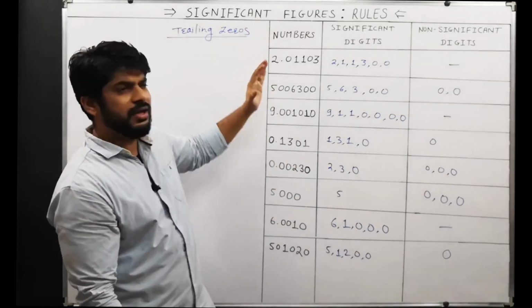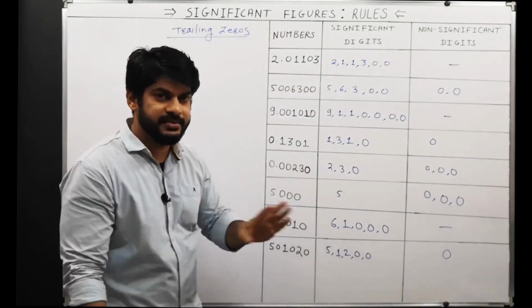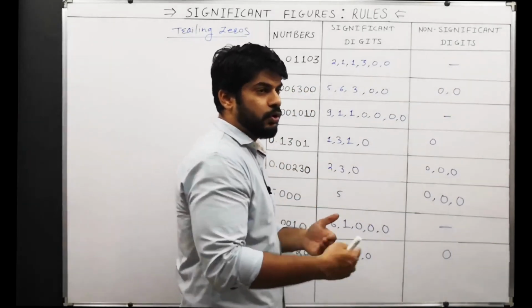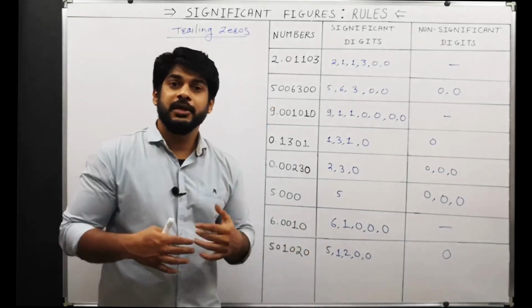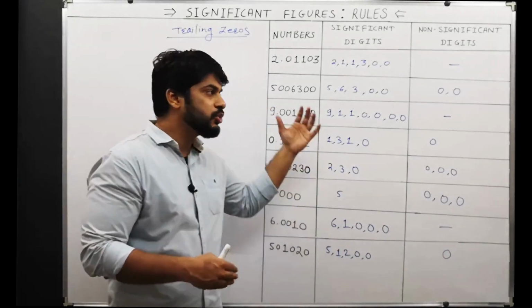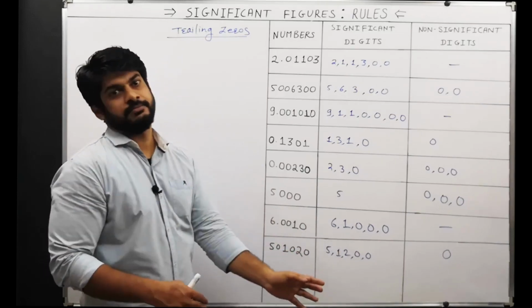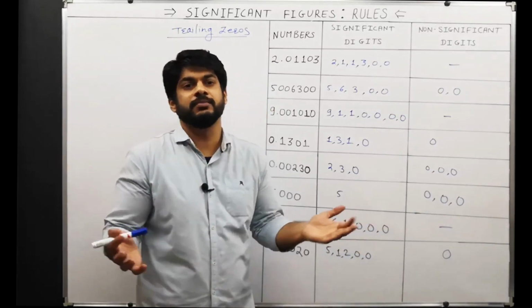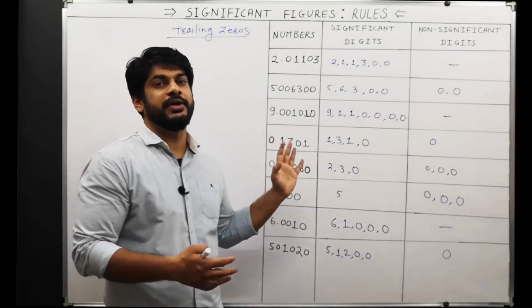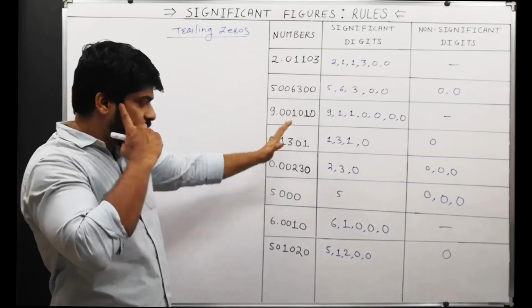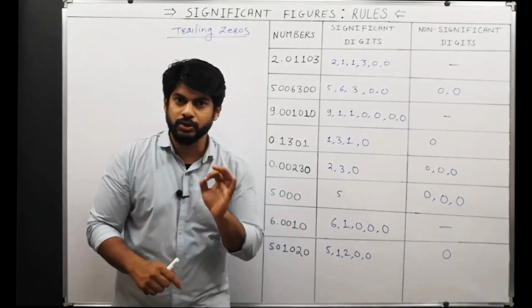These are just random numbers I have taken as an example. In your book also you will find lots of these, and in your questions also you will find them. But you just have to apply these rules over here, and that's very simple. You can easily find this out. So these are the rules. Now I will just revise all these rules.